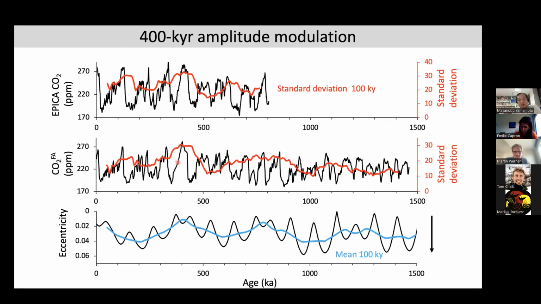And also we want to point out that our CO2 record shows the amplitude modulation like this. The interval is about 400,000 years. This corresponds to the long-term eccentricity cycle. So when the eccentricity was low, the variation of the CO2, this is the standard deviation, the red one, was higher. The reason is not clear yet, but this is an interesting phenomenon.